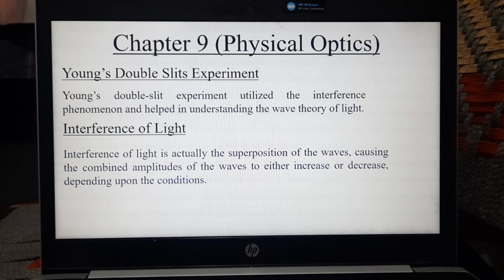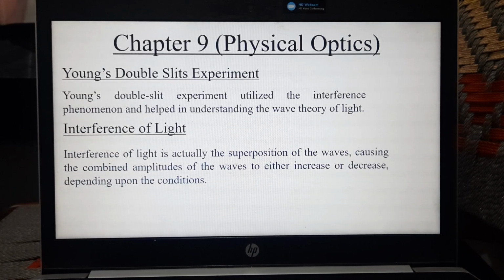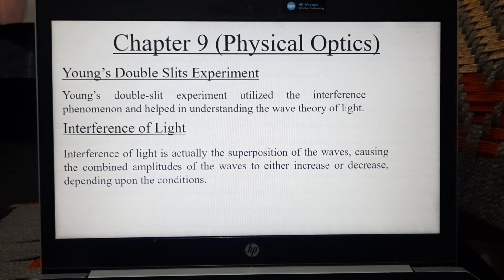So interference of light waves is actually the superposition of two waves with the same frequency and direction, and as a result of that superposition, the resultant amplitudes of the waves is either increased or decreased depending upon the conditions.